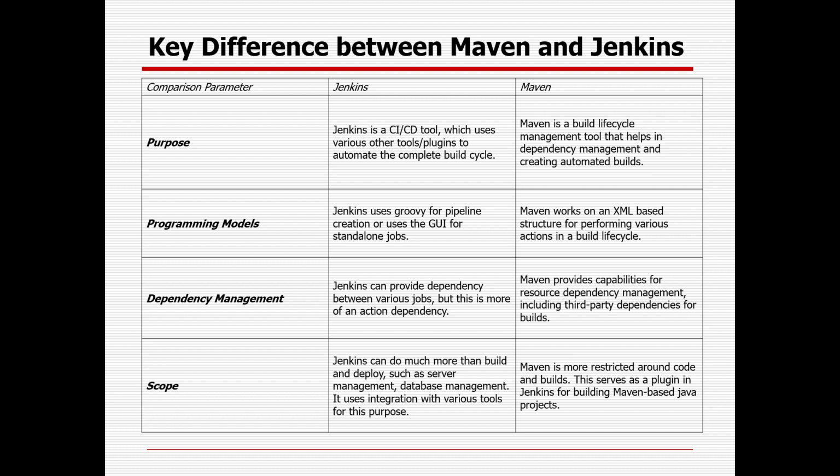Jenkins can do much more than build and deploy, such as server management and database management. It uses integration with various tools for this purpose. Maven is more restricted around code and build. This serves as a plugin in Jenkins for building Maven-based Java projects.